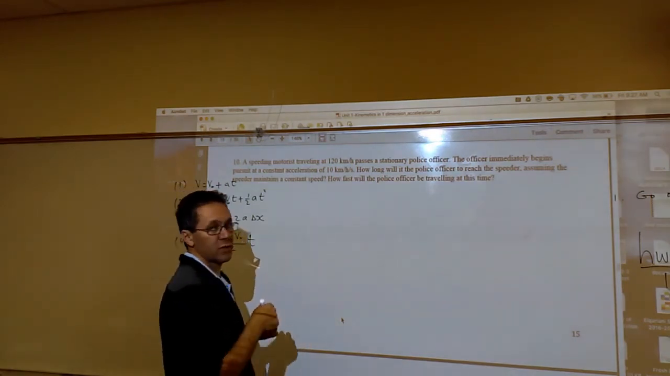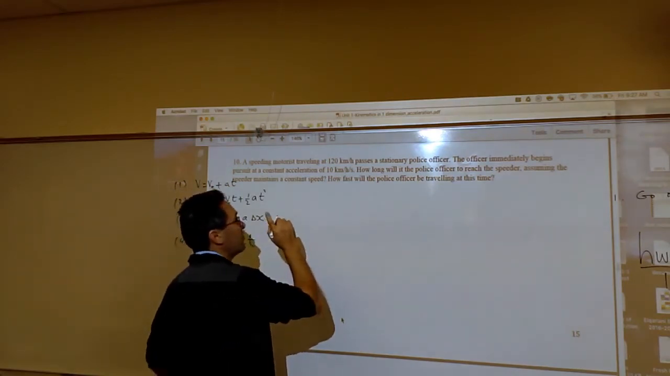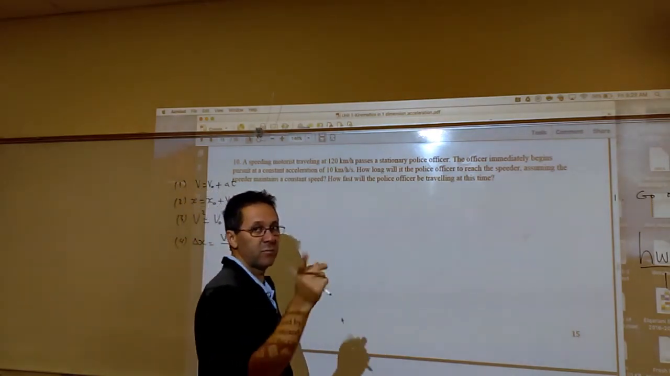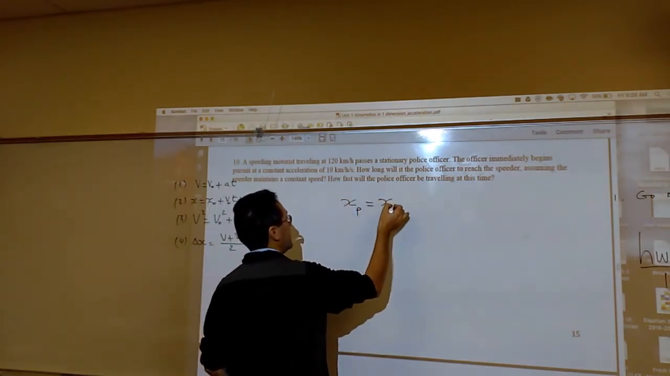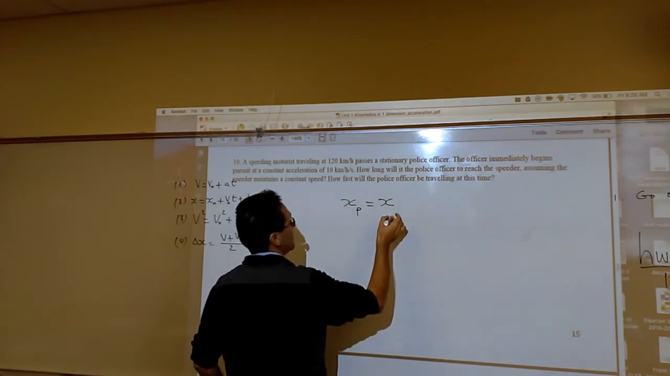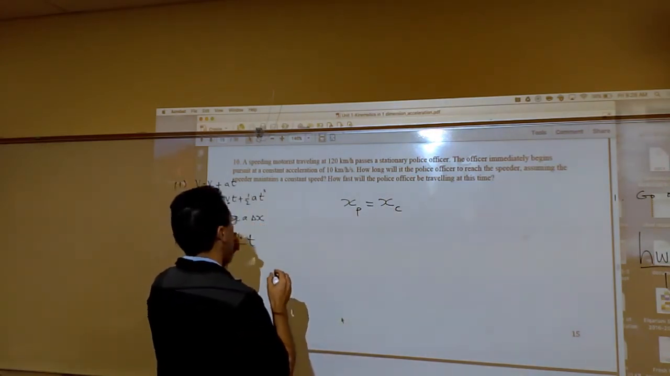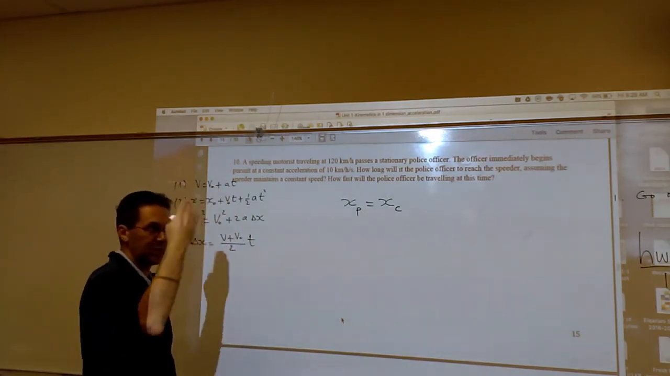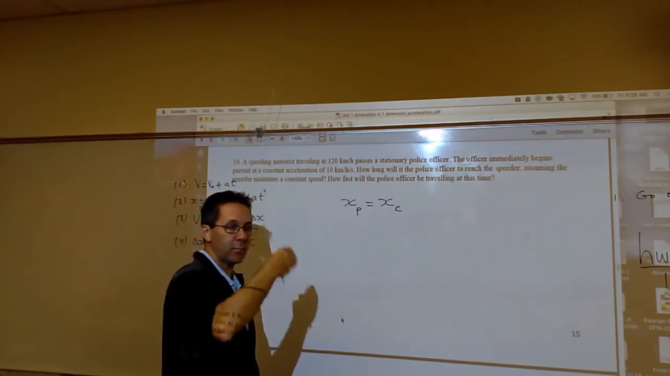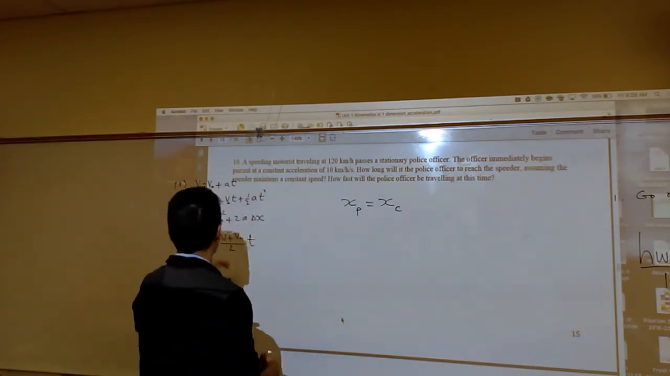So let's attack the first question. Time. How long? So when the police officer catches him, they have the same position. So I can say that the position of the police is equal to the position of the car. Now the position of the police, if we choose the place where the car passes the cop as the origin, the x0 is 0.